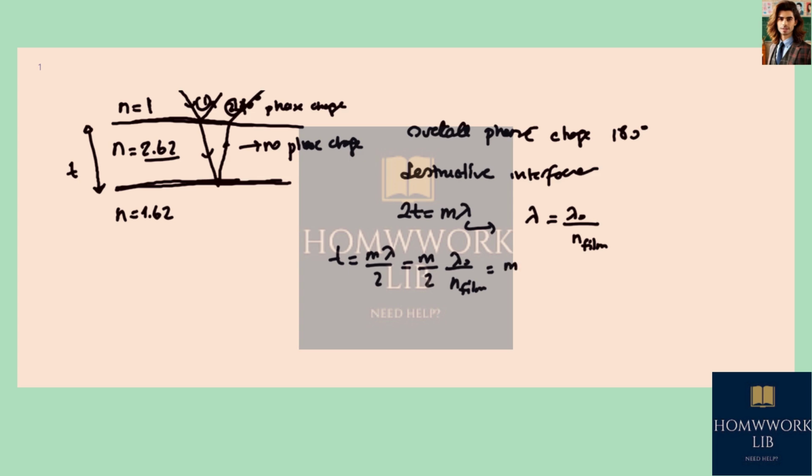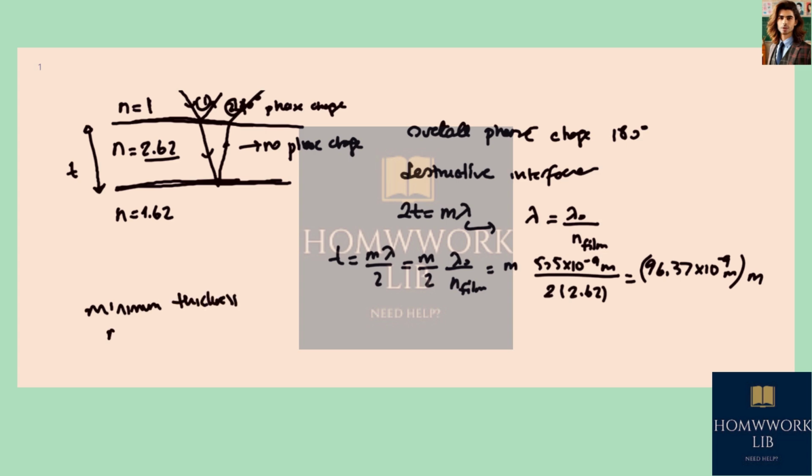We're going to look at the orders. So lambda is 505 times 10 to the negative 9 meters divided by 2 times 2.62. So what we have here is 96.37 times 10 to the negative 9 meters times m, which means the minimum thickness that is asked in part A has to correspond to m equals 1. So the minimum thickness is going to be 96.37 nanometers. This is the answer to part A.